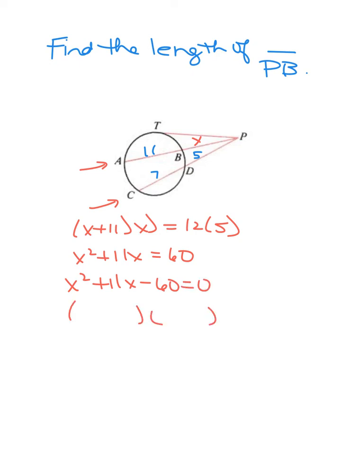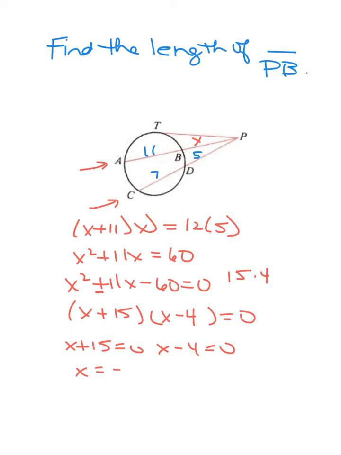Now I know my signs are going to be opposite, so I have x plus and x minus. And I'm looking for factors of 60 that when I subtract I get 11, and that's going to be 15 times 4. My 15 needs to be positive, so the 15 goes there and the 4 goes there. So I have x plus 15 is equal to 0, or x minus 4 is equal to 0. So x is equal to negative 15, or x is equal to positive 4.